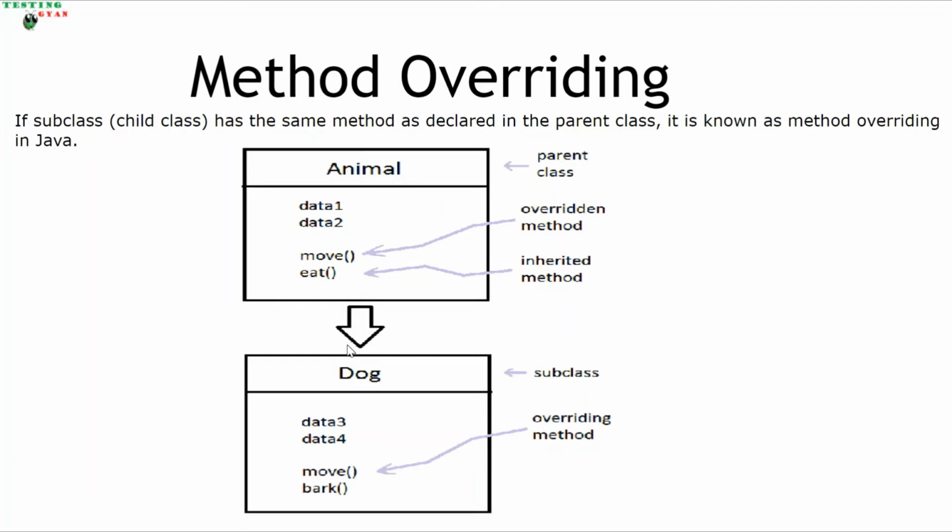Now if I create an object of this Dog class and I call the method move, then the method which is there in my Dog class will be called, and not the one which is there in my Animal class. Now that we have understood the theoretical definition of method overriding and method overloading, let's see how it works in Eclipse. Let me open my Eclipse.